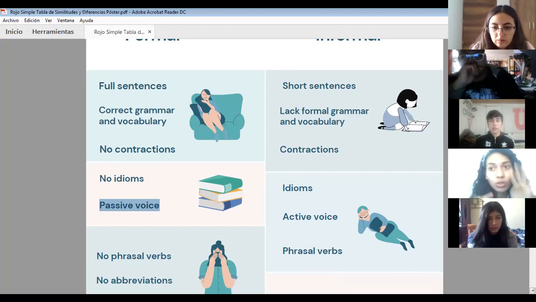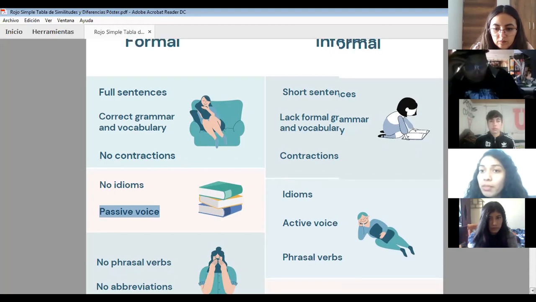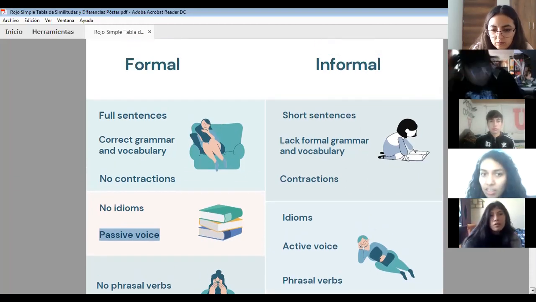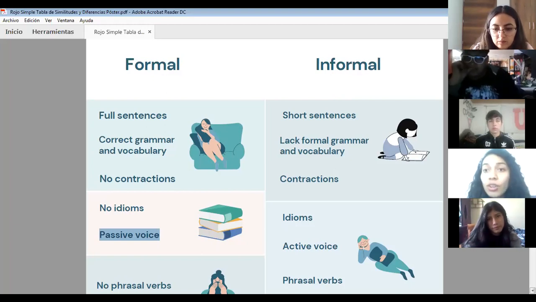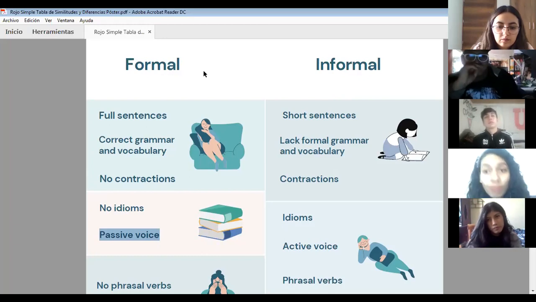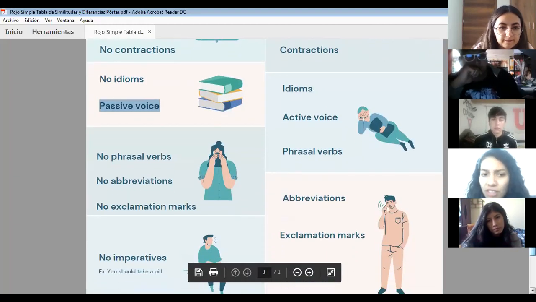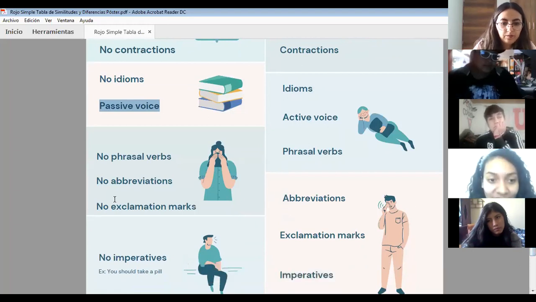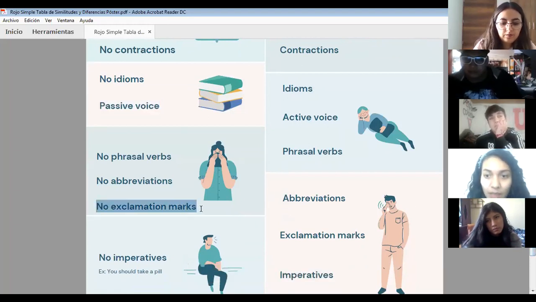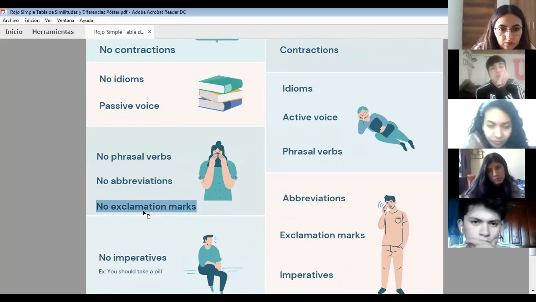complete words, do not. And this is very important because sometimes in exams, not just from CAI, but international exams, they tell you, you should write a formal email. And it's important to know that in formal emails you don't use contractions, phrasal verbs, or abbreviations. Also, somebody told me when we were doing the exercise in Jamboard that exclamation marks are not necessary. That was really good. No exclamation marks. It's not necessary.